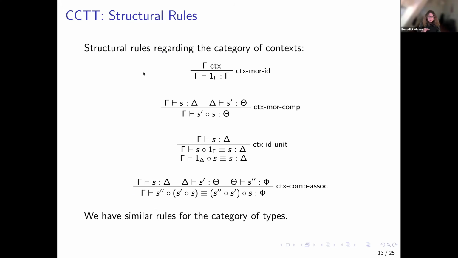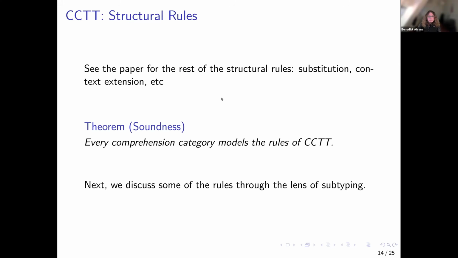Okay, so the rules look similar. They're just fiber-wise. An obvious theorem that one would like to prove is a soundness theorem: every comprehension category models the rules of CCTT. And this is extremely straightforward, and it's designed to be extremely straightforward, of course.